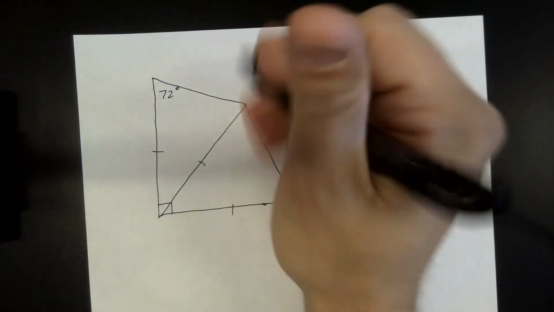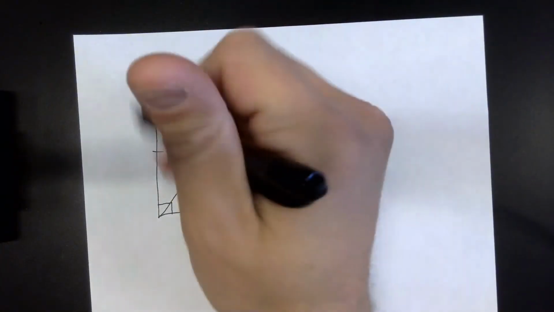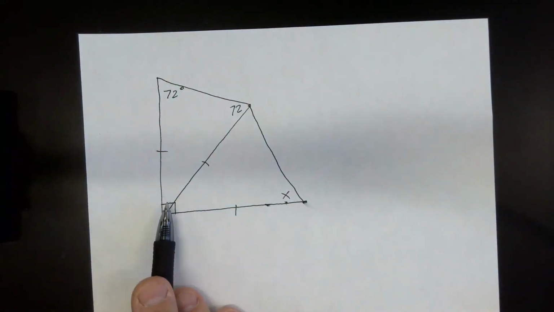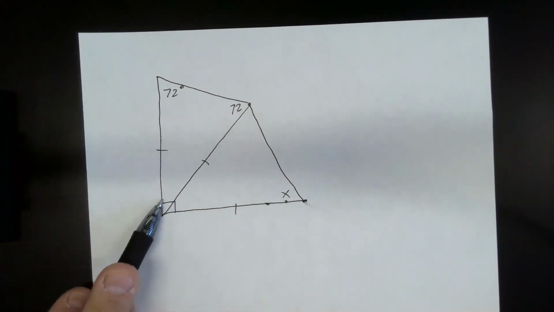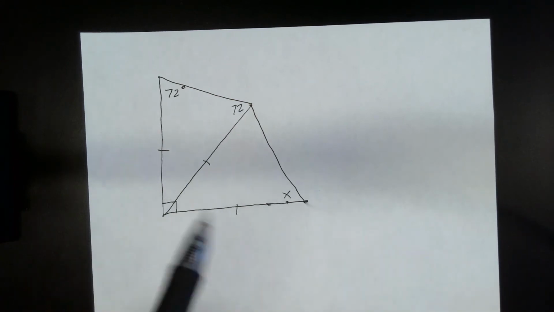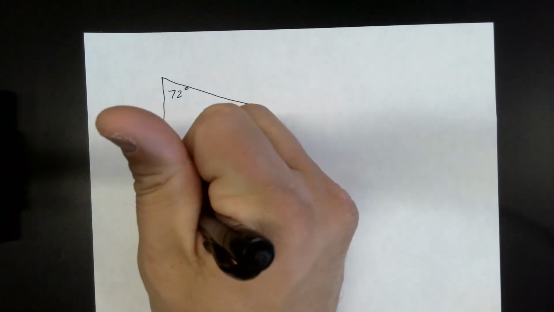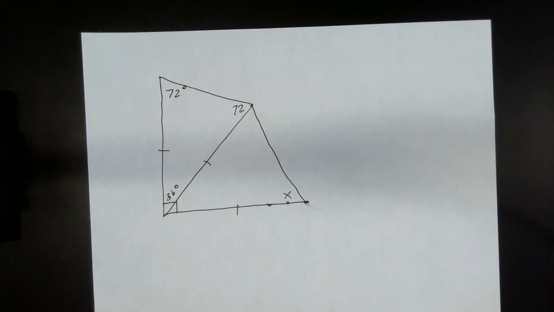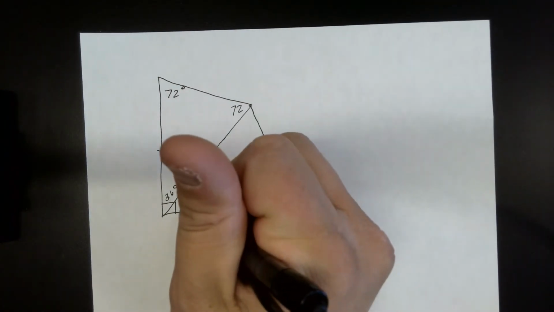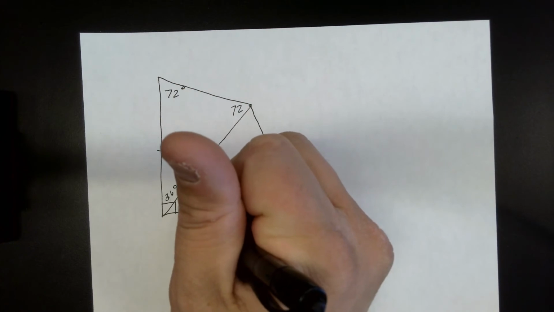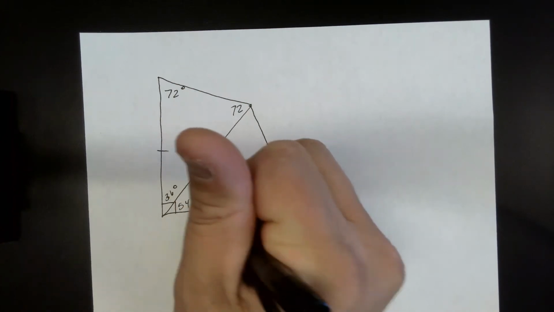Okay, so we know that this has to be 72 because this is an isosceles triangle. How can we find this angle down here? Okay, which is what? 36 degrees. Okay, now what does that do for us? Absolutely nothing. 90 minus 36, which is, what's this one? 54.